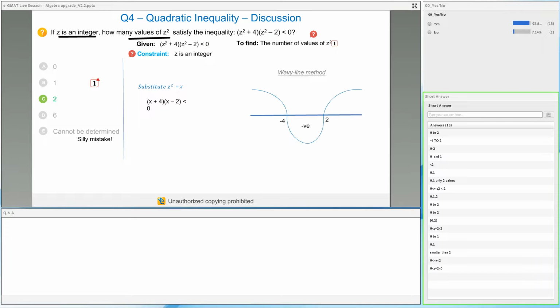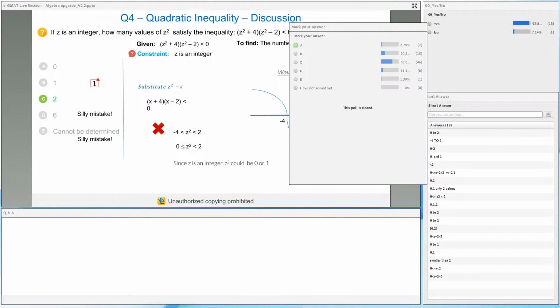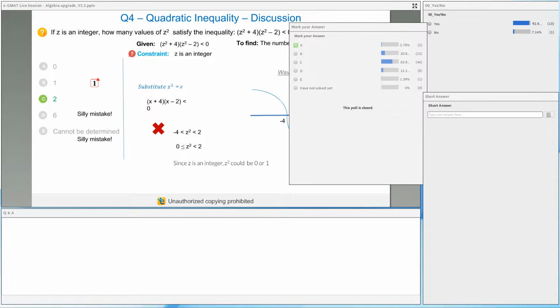Now I've already got the range. So once I've got the range, all I need to do is include 0 and 1. That's it, nothing else. So the answer in this case would have been option C. But I see a few of you, in fact 20% of you, marking the answer as B. Why is that the case? Why did you end up marking option B?